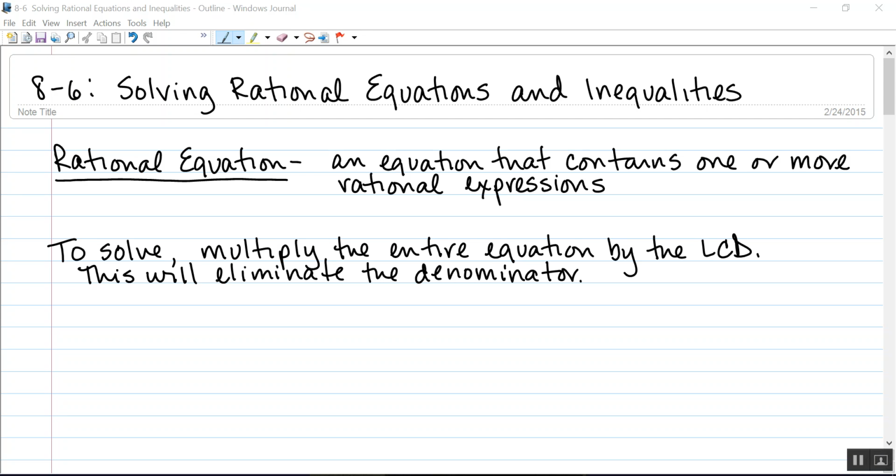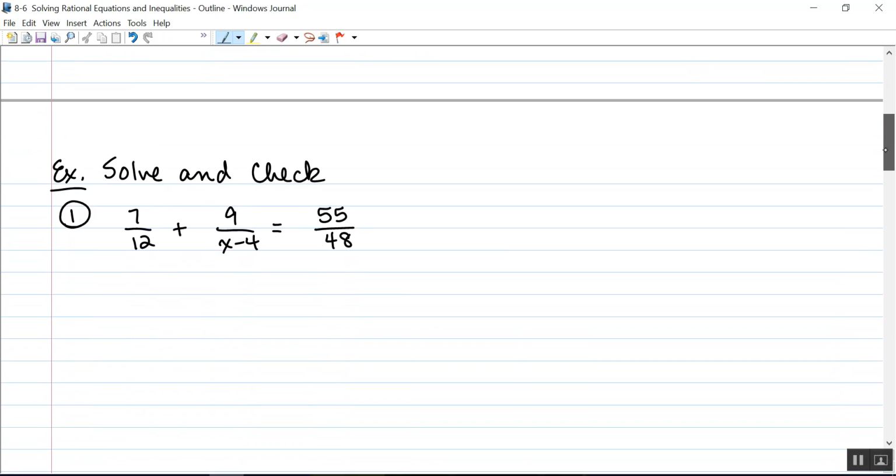Section 8.6 is on solving rational equations and inequalities. A rational equation is an equation that contains one or more rational expressions. In order to solve a rational equation, we want to multiply the entire equation by the least common denominator. This will cancel out the denominators and leave us with just a plain old equation, very straightforward and pretty easy to solve. Let's take a look at some examples here.